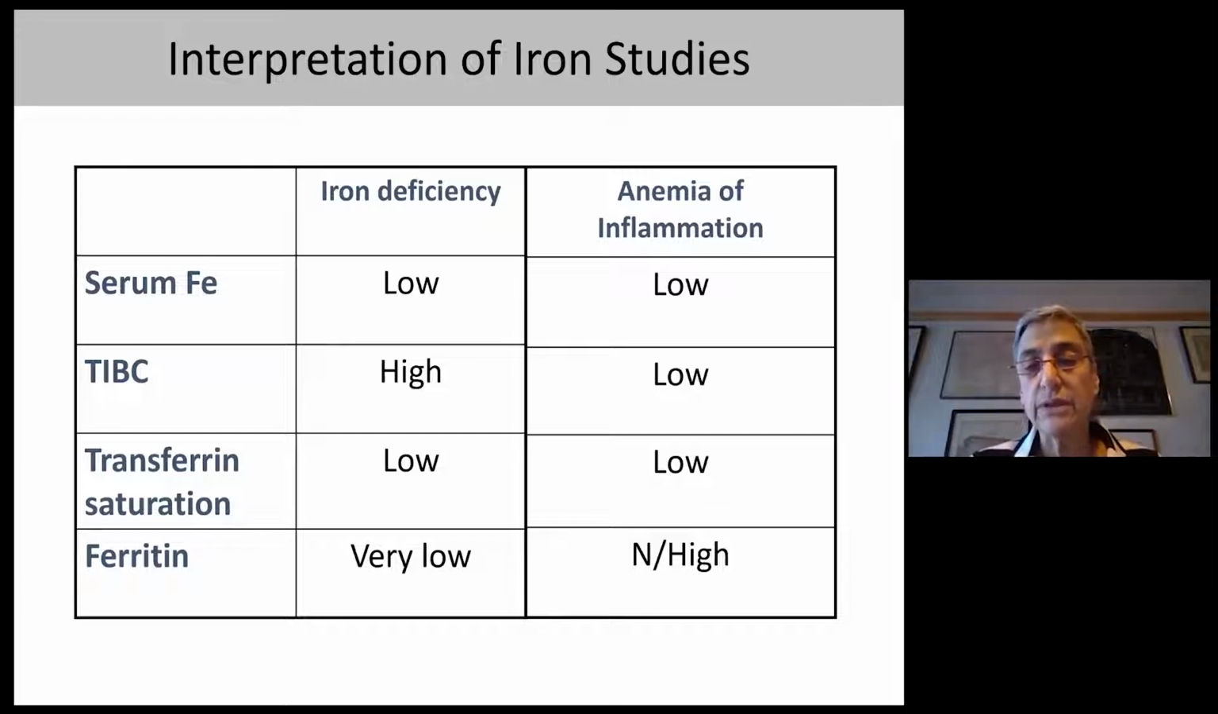What is really effective in evaluating the level of iron stores is the ferritin. The ferritin is the main way in which you distinguish iron deficiency, where it's very low, from the anemia of inflammation, where it's normal or usually even high. But again, that is with the caveat that one needs to look at inflammatory markers to make sure that it isn't falsely elevated.